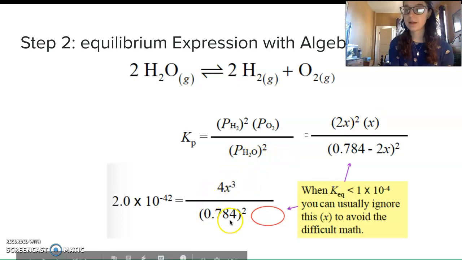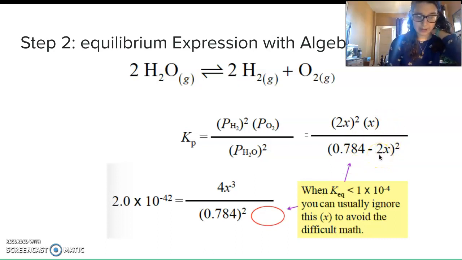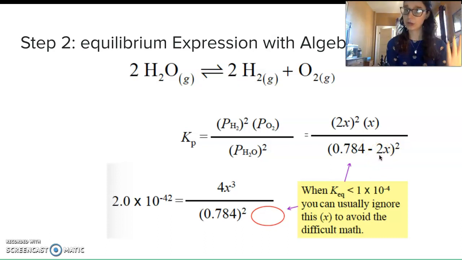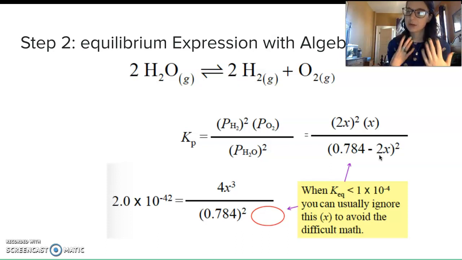Here at the bottom, there's a note that says when K equilibrium is less than 1 times 10 to the negative 4, usually you can ignore that x value in the denominator, just to simplify the math and to avoid having to use the quadratic equation to solve for x. It will usually end up being too small to have an effect on the denominator when you take sig figs into account, okay?